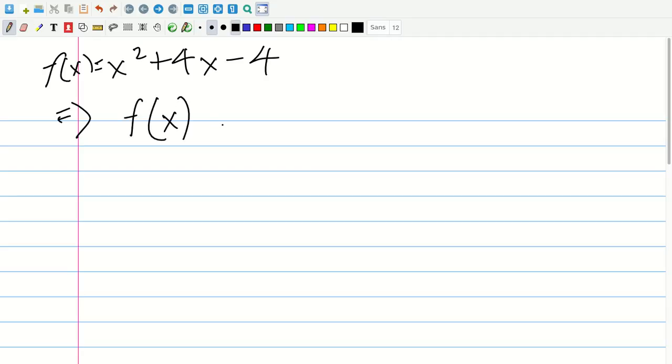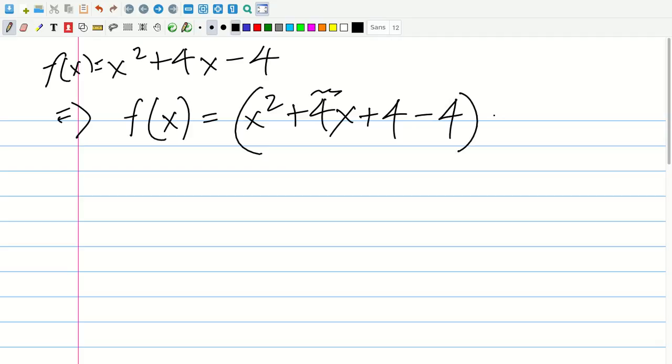So let's see, f of x equals x squared plus 4x. Now if I take this 4 and divide by 2, I get 2. If I square that, I get 4. So I'm going to go plus 4 minus 4, and the minus 4 is going to be on its own, because I still have this out there. I really just added 0, plus 4 and minus 4. Done nothing new to the problem.